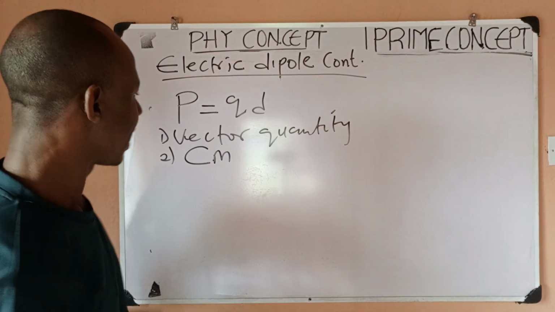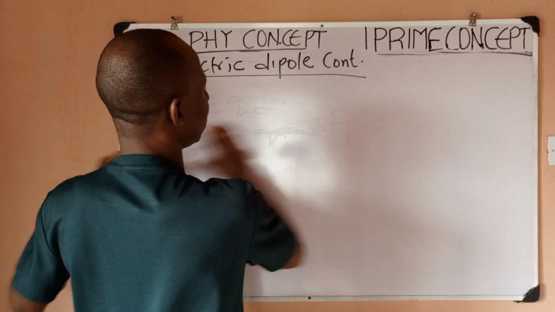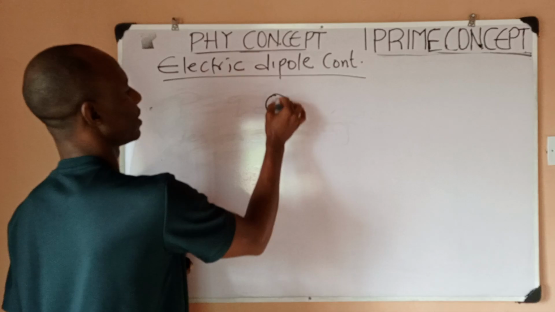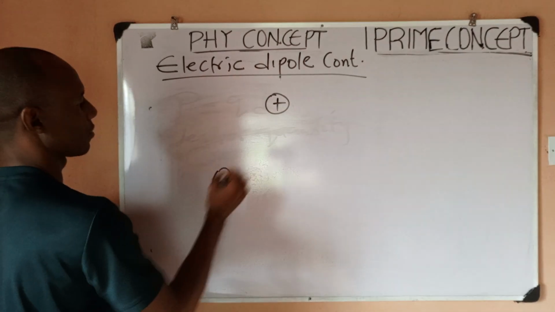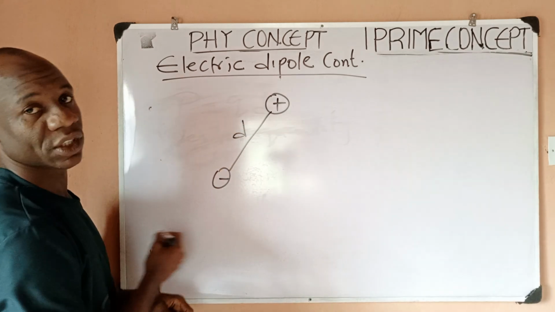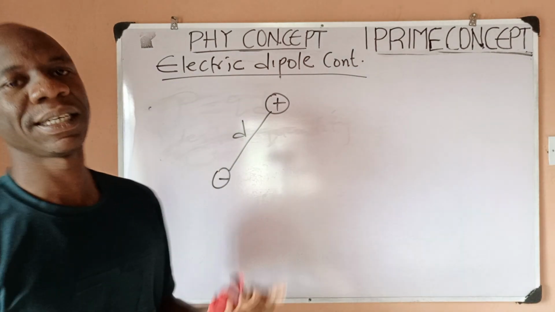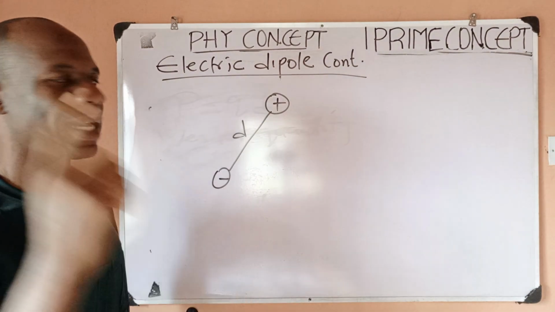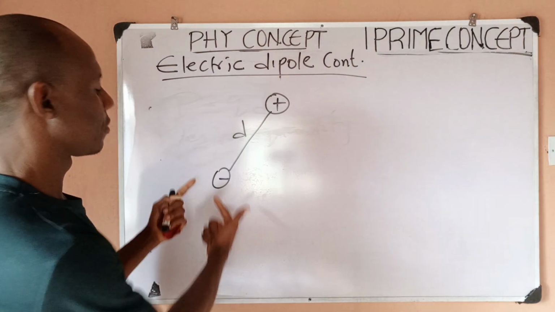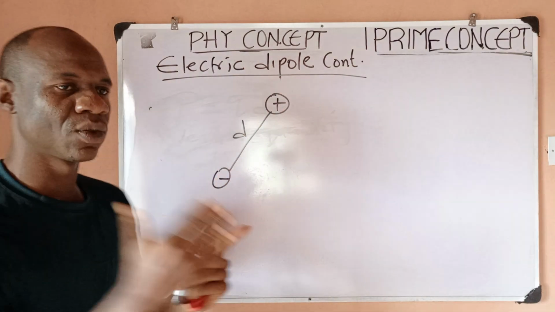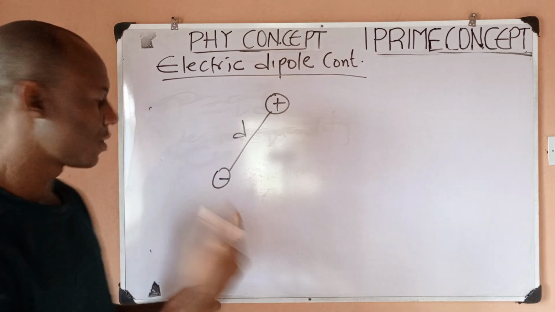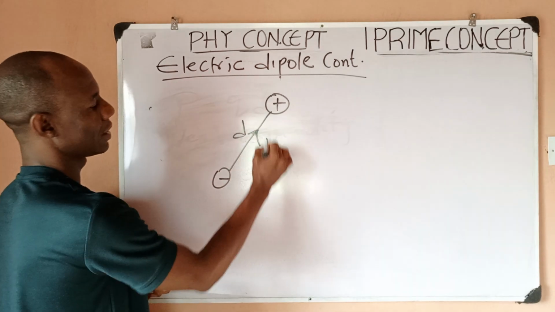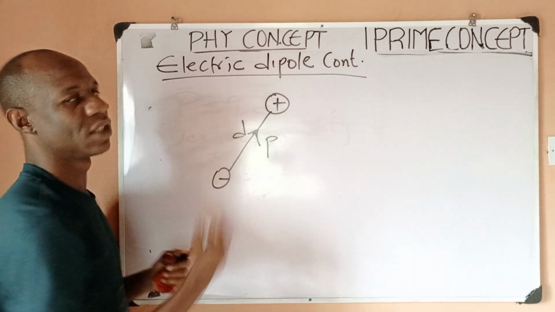Now, if we have a dipole placed in an electric field, we want to deduce some things. Say this is positive and this is negative, and the distance of separation is d. Since electric dipole is a vector quantity, what is the direction of the electric dipole moment? It always points from the negative charge to the positive charge, along the line that joins them. This is the direction of the electric dipole P.